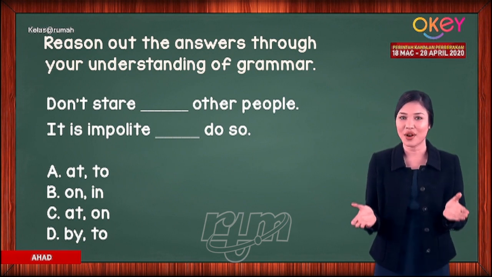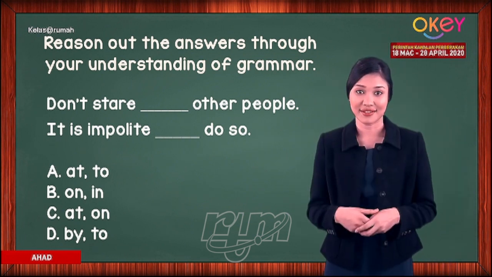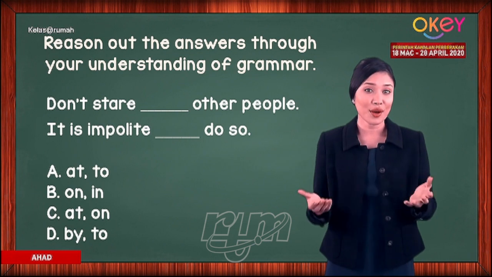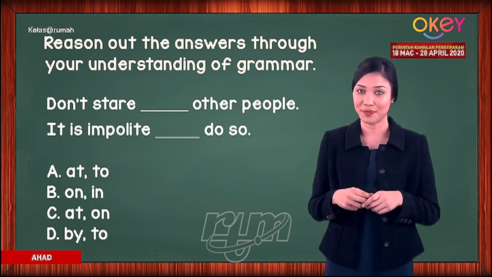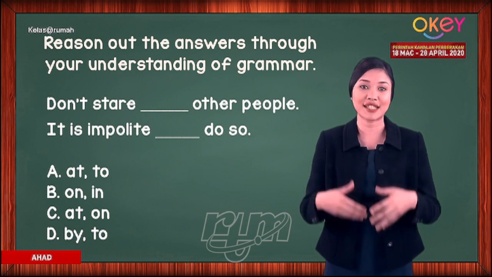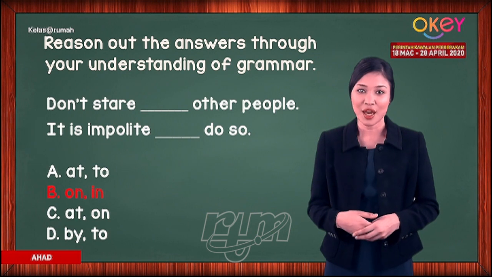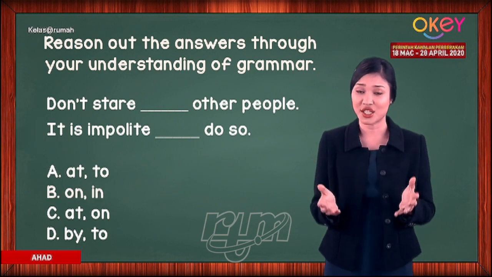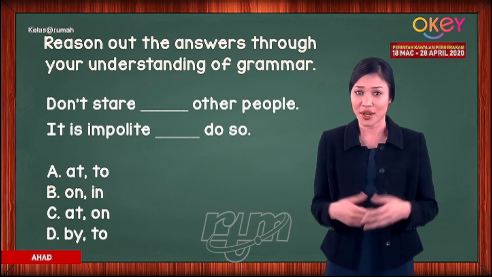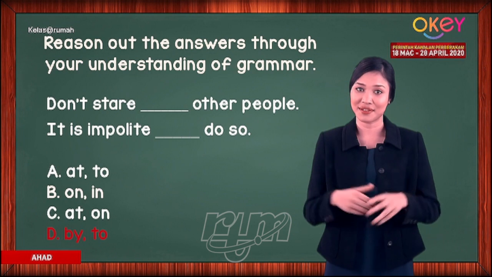Try to rule out what the wrong answers are first. Staring is an action. It means to look at someone for a long time. We all know that we don't stare on people. On is a preposition of place to show that something is on top. So cross B out. We also know that the preposition by means at the side. We cannot stare by people. So D is also out.